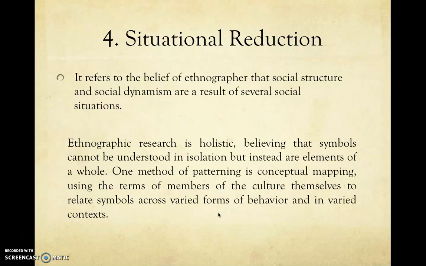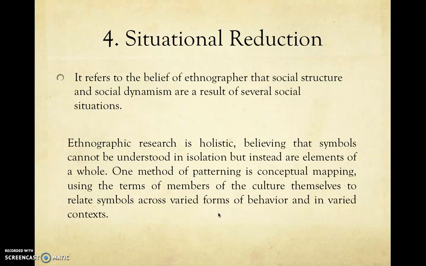Situational reduction refers to the belief of the ethnographer that social structure and social dynamism are a result of several social situations. As we know, ethnographic research is holistic in nature, and believes that symbols cannot be understood in isolation, as I earlier discussed, that they demand some type of chain, some type of link between the elements of the symbol. And in the process of situational reduction, we cannot take the symbol as a single term. We take the elements of all the symbols as a whole.